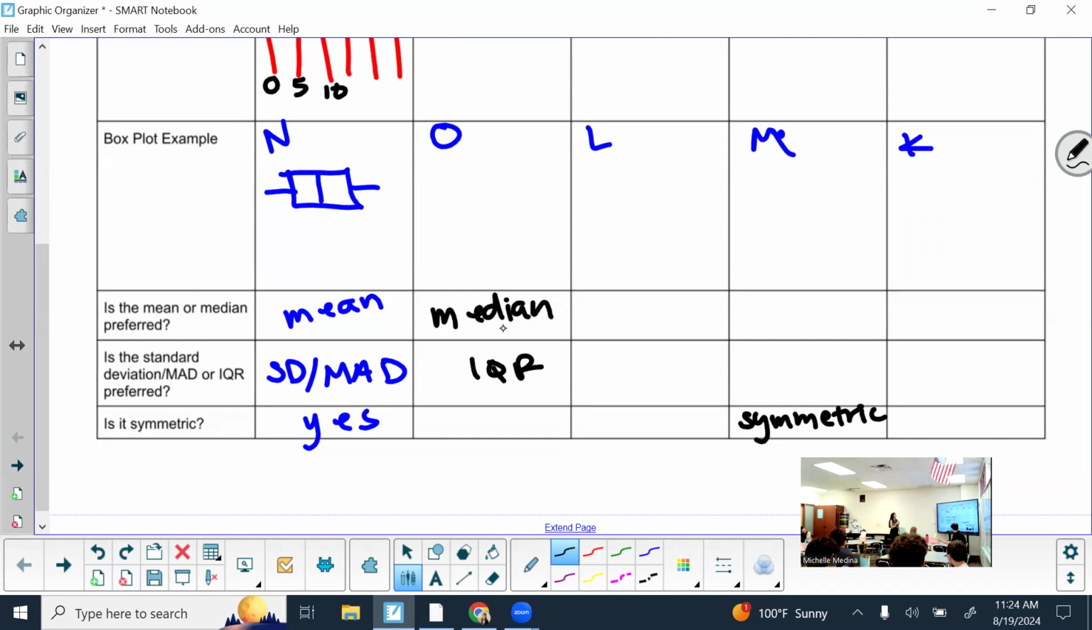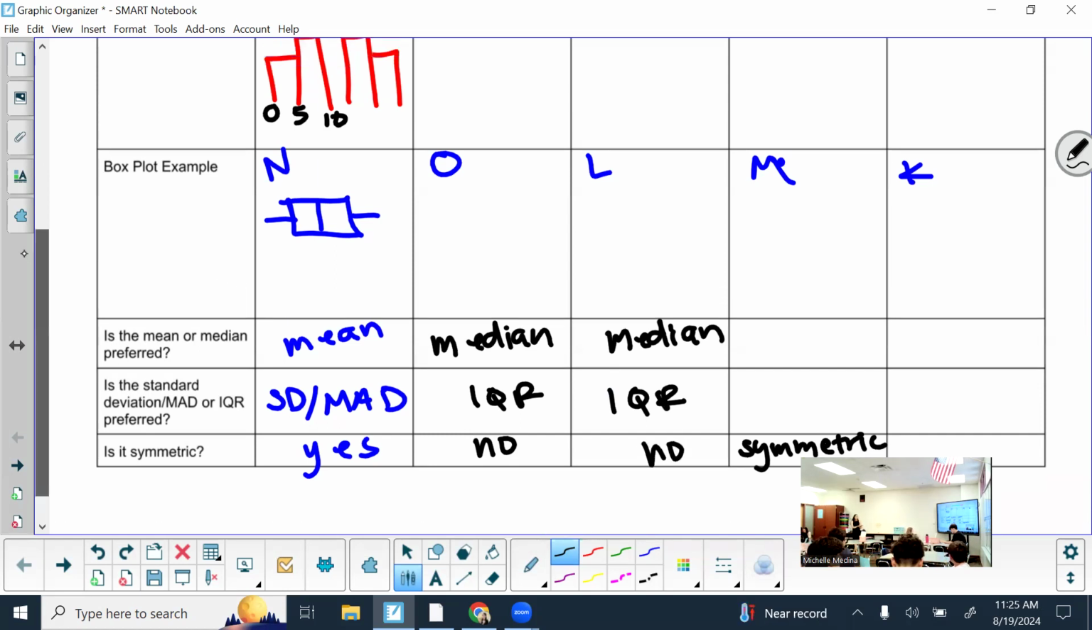Max, is skewed data symmetric? Okay, no. Questions on that? All right, so skewed left data, class all at once, mean or median? When we prefer the median, what do we prefer? Okay, IQR, good. Is skewed symmetric, yes or no? No. Okay. Glad we know that.